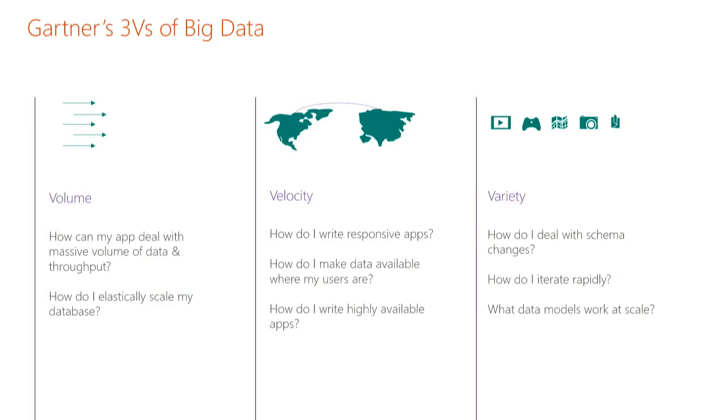The problem of velocity is how do I write responsive applications? It's good and all that you can get high throughput and you can store a lot of data, but how about in terms of latency? How do I actually make sure that I can build really, really snappy applications, right? You ever play a video game with really high latency or go to a website that takes forever to load? It sucks, right? So how do we solve that?